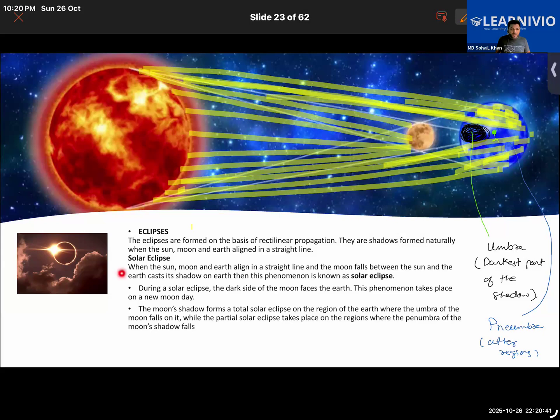Now, this solar eclipse is also of different types, by the way. Sometimes you will hear that this will be a total solar eclipse. Sometimes you will hear partial solar eclipse like that. So we just discussed it. Hope that much is clear to everyone right now.